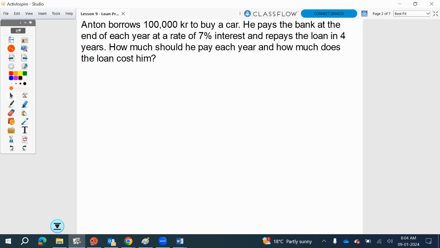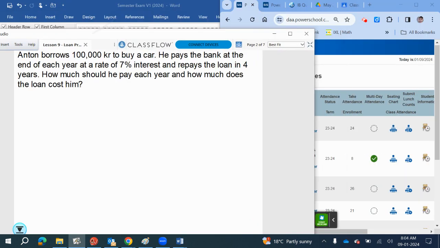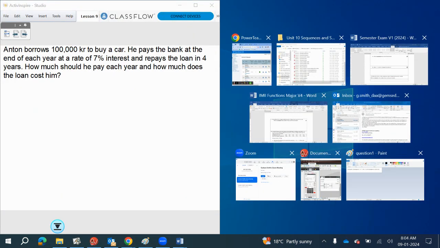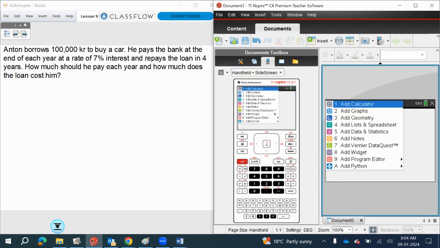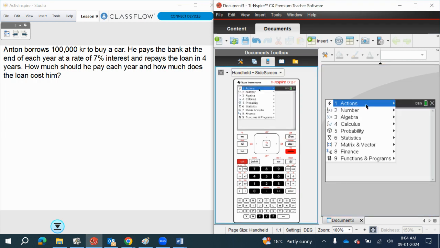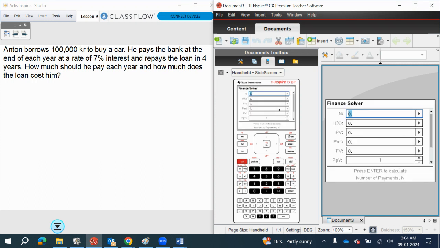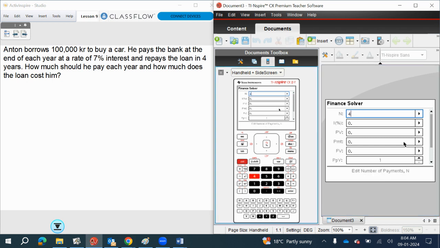So first up, we want to figure out how much his loan repayments are going to be. We'll pull up our calculator. We want the finance solver. So, how many payments is he making? Four. So we're going to have 4 payments. What is the interest rate? 7%. The present value? 100,000.